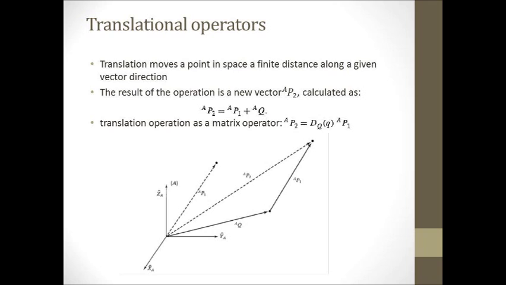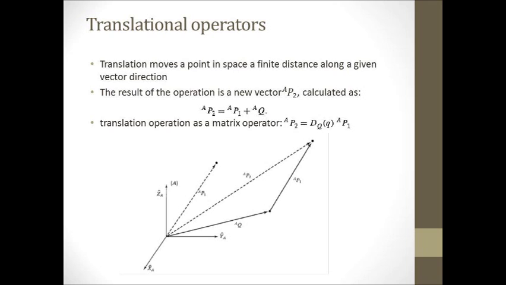The operation of translation moves a point in space a finite distance along a given vector direction. With the interpretation of actually translating the point in space, only one coordinate system needs to be involved. It turns out that translating the point in space is accomplished with the same mathematics as mapping the point to a second frame.